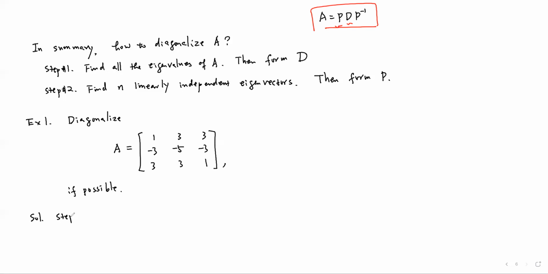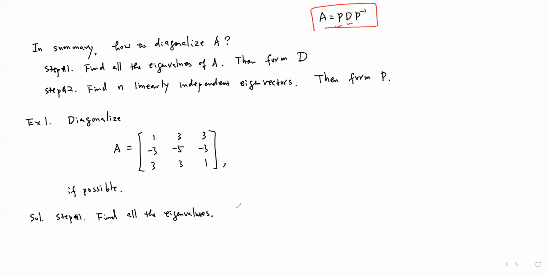Step 1. Find all the eigenvalues. How to find the eigenvalues of a matrix? Compute the characteristic polynomial. And the zeros of the characteristic polynomial are eigenvalues.